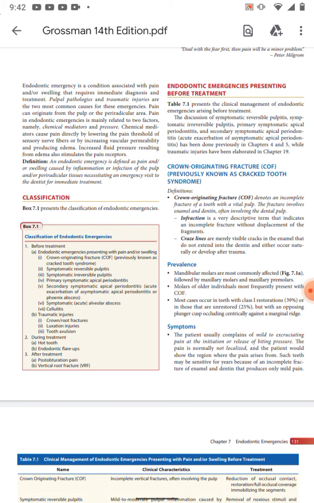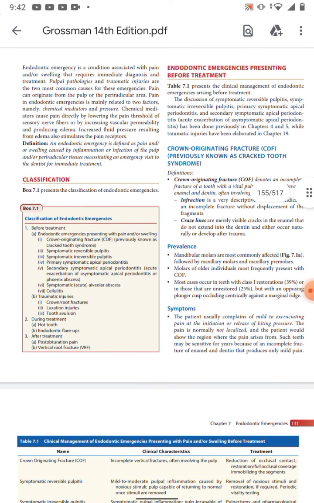Pain in endodontic emergency is mainly related to two factors: one, chemical mediators, and two, pressure. Chemical mediators cause pain directly by lowering the pain threshold of sensory nerve fibers or by increasing vascular permeability and producing edema. Increased fluid pressure resulting from edema also stimulates the pain receptors.